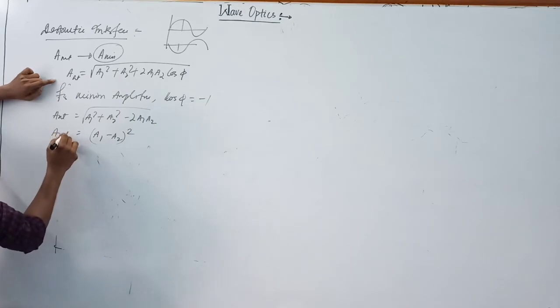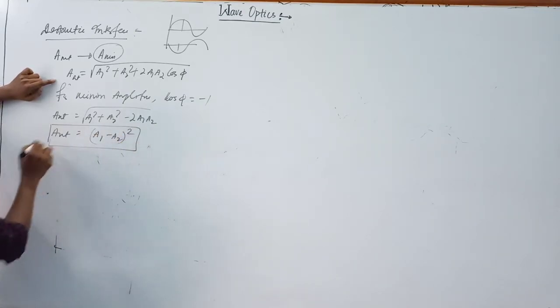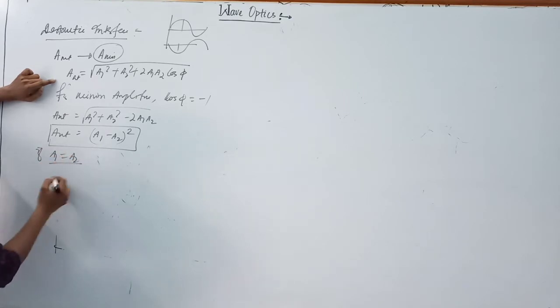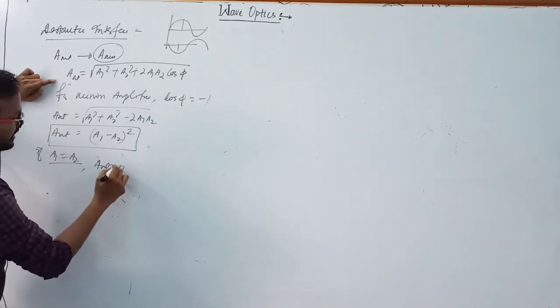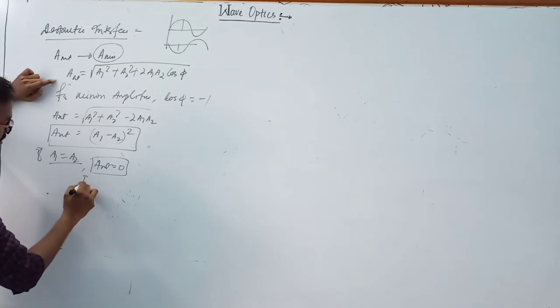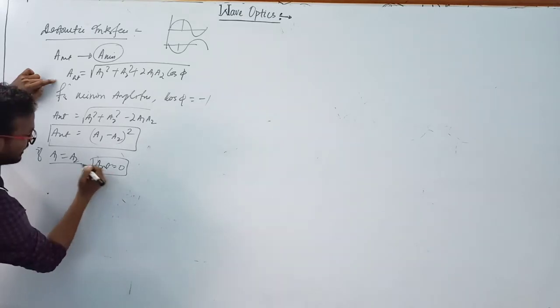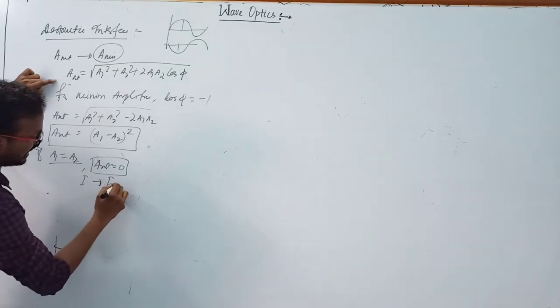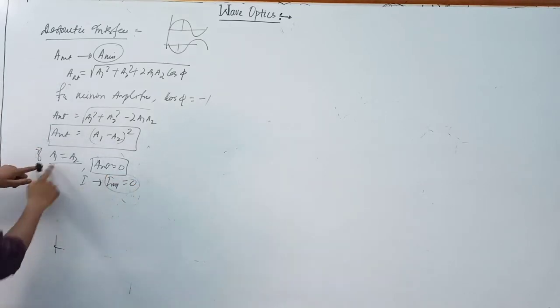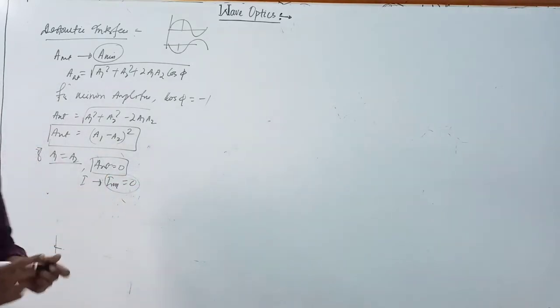So this is A net. Clear? If A1 equals A2, the amplitudes are the same, then A net will be 0. For A net to be 0, the intensity will be I minimum, which is equal to 0 if A1 equals A2. Clear?